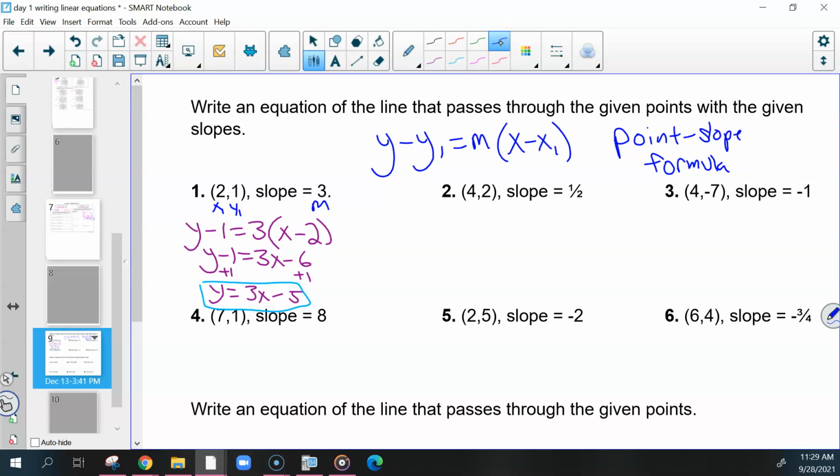We're going to skip to number 3 because that one has negative numbers. So again, I'm going to go through and I'm going to label these. If the labeling helps you, continue to do that, but if you're good without labeling it, then you don't have to do that. And then I'm going to put those 3 things into my formula. y minus, I have a negative and I'm subtracting, negative 1 and then parentheses x minus 4.